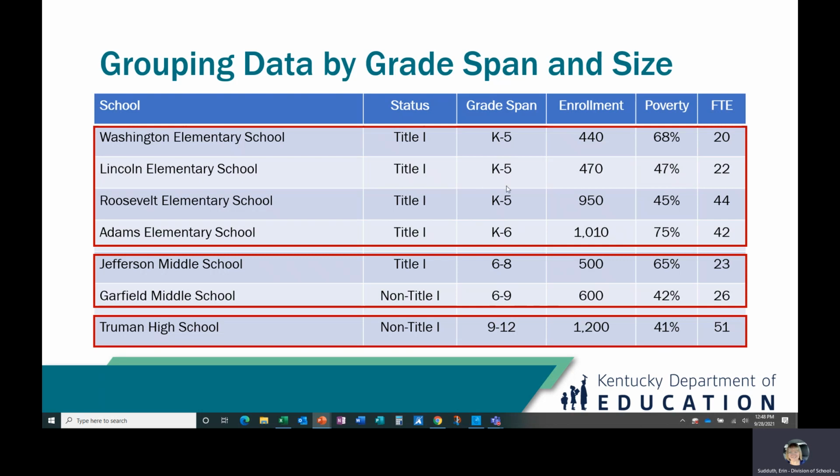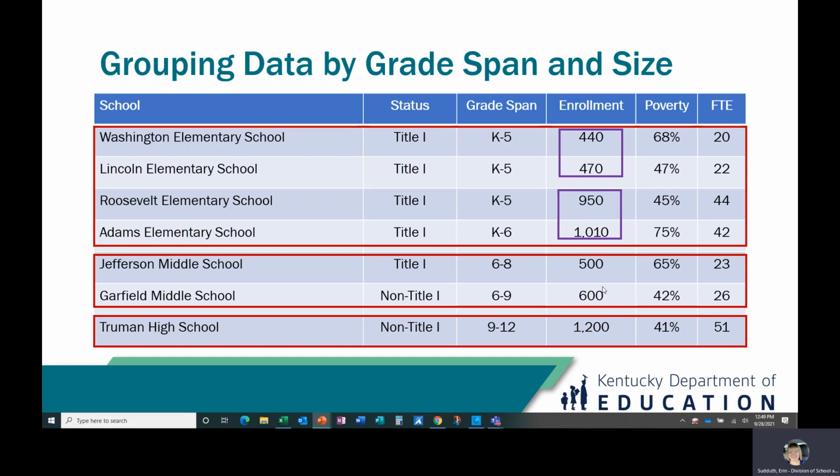Looking at the 4 schools in Group A, Washington Elementary has 440 students. This is comparable to Lincoln Elementary, which has 470 students. Those enrollment numbers are roughly half that of the 950 students at Roosevelt Elementary and the 1,010 students at Adams Elementary. Thinking back to the definition of small school versus large school, we can actually break Group A into 2 groups. Washington and Lincoln will be in Group A, small, while Roosevelt and Adams will be in Group A, large.